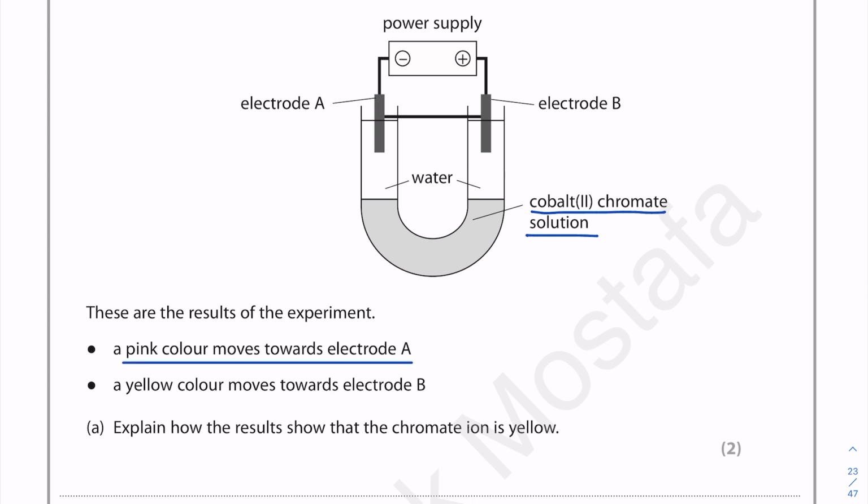Of course, because the cobalt ion, Co2+, is a positive ion, so it moves towards electrode A, which is the negative one. This means that the cobalt ion is pink. A yellow color moves towards electrode B. Since the chromate ion, CrO4 2-, is a negative ion, it moved towards electrode B, which is positively charged, connected to the positive pole of the power supply. This means that the chromate ion is yellow.